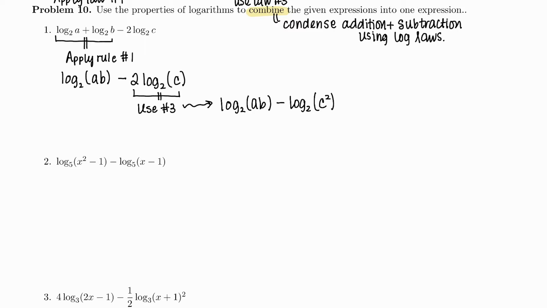Then finally, I can use law number 2 to get log base 2 of everything that's in the first logarithm, so that's ab, divided by everything in the second logarithm, so that's c squared. And this is what I should get when I condense this. So this is going to be our final answer.